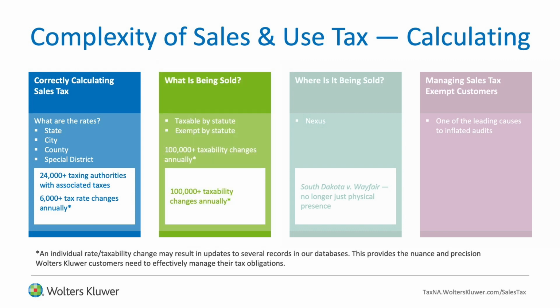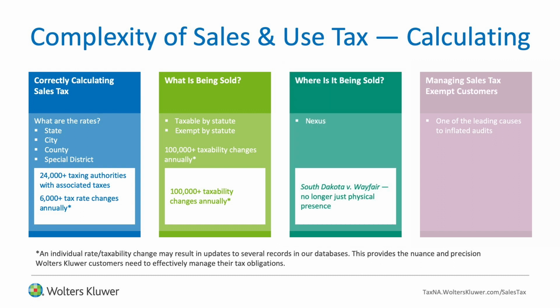What is being sold? So what do you sell? Is it taxable or is it exempt? We do 100,000 different taxability changes annually. That's to cover all of our specialty data that we handle. There's enough data that's enumerated in the statutes that details all these special tax treatments for all these special scenarios. You have to be a tax lawyer to really understand a lot of this stuff. And that's why we interpret all of those tax statutes in order to create that taxability.